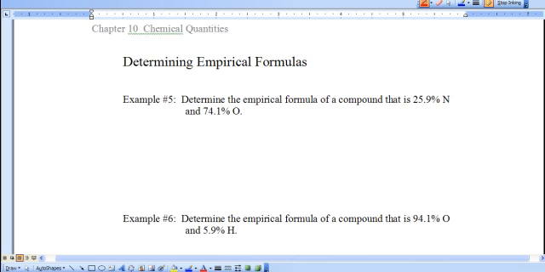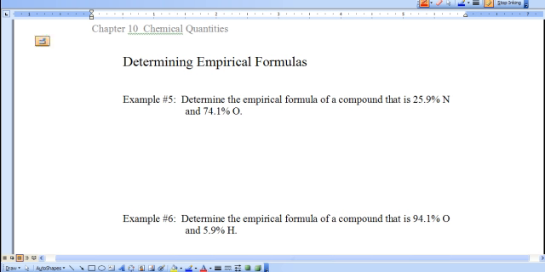And we're back in Better Than Ever, still in Chapter 10, 10-3, where we're at this point trying to determine an empirical formula. And so we're looking at example number 5 here. It says to determine the empirical formula of a compound that is 25.9% nitrogen and 74.1% oxygen. And of course that is by mass. These percent compositions are percentages by mass. We learned that at the beginning of 10-3.